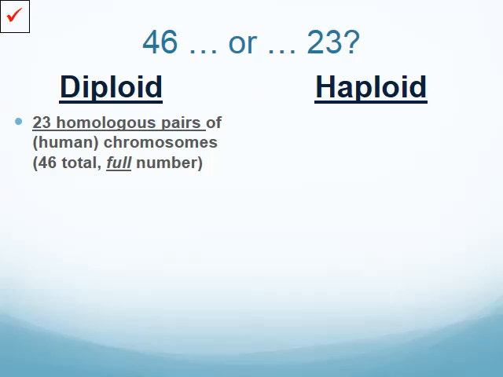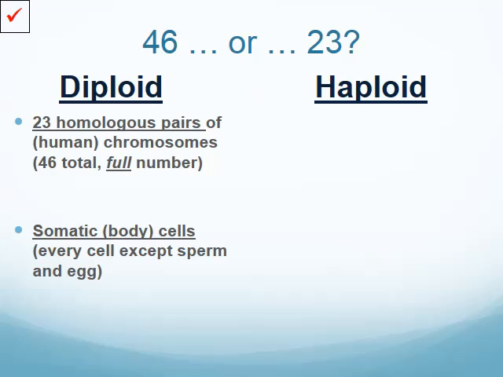A diploid means 23 homologous pairs. It's the full number. So in humans, the diploid condition is 46. 46 chromosomes in each of your cells. We call these somatic, or body cells. These are every cell in your body except for the sperm and the egg.